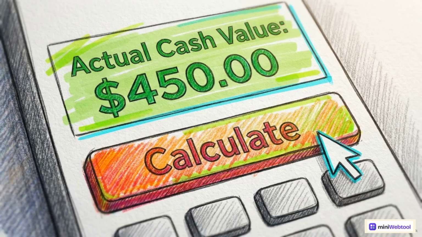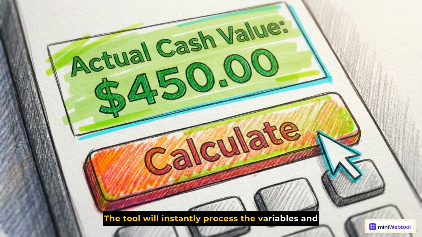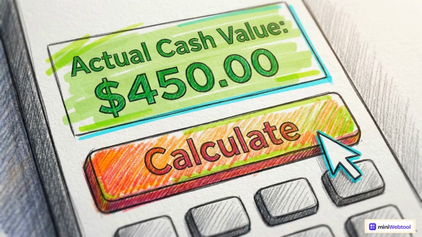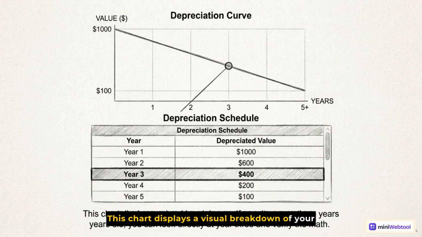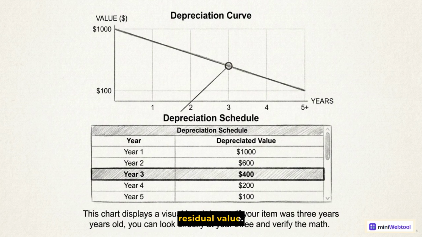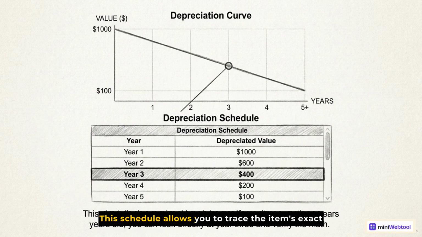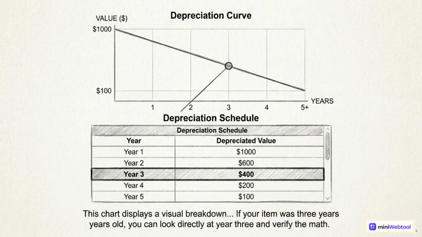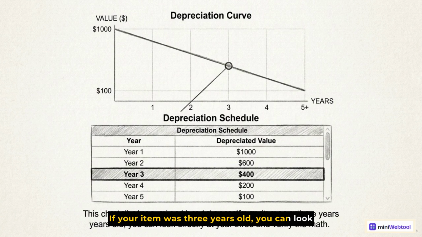Click the Calculate button. The tool will instantly process the variables and display an actual cash value figure at the top of your results. This chart displays a visual breakdown of your results, tracing the value loss of the item over a multi-year schedule until it reaches its final residual value. Scroll down past this graph to find the detailed year-by-year depreciation schedule table. This schedule allows you to trace the item's exact depreciated value at any given point in its lifespan. If your item was 3 years old, you can look directly at year 3 and verify the math.